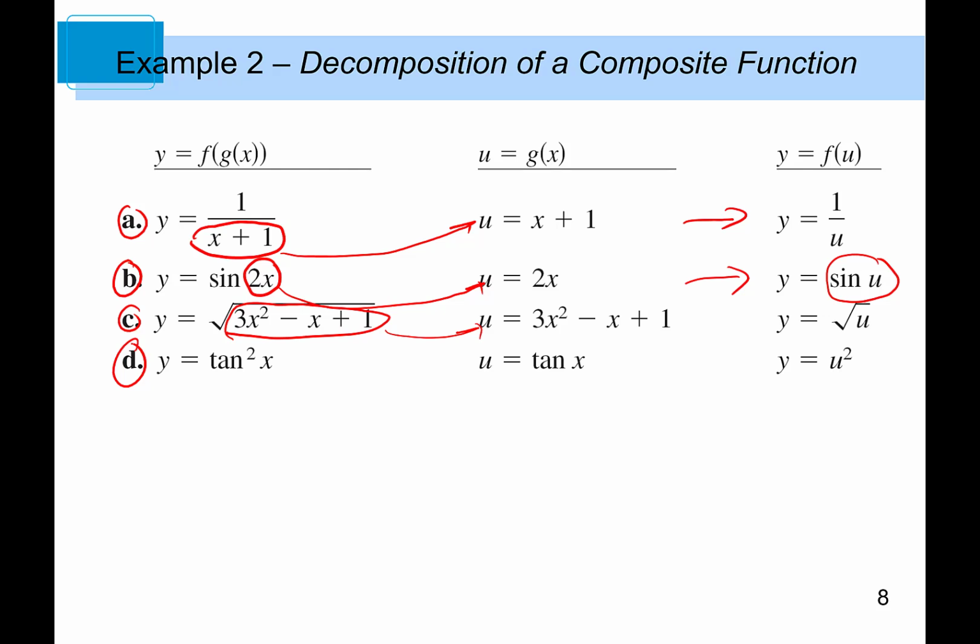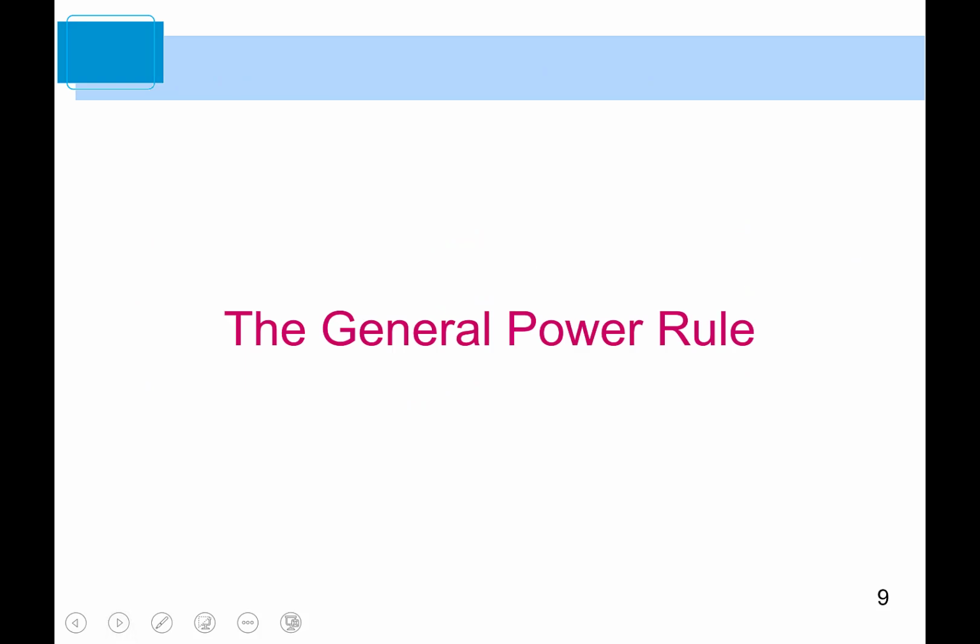The last one, y equals tangent x squared. This is basically a composite function of x squared, and u becomes tangent of x. Now you turn it into y equals u squared, which is a second degree polynomial, or quadratic. Now let's take a look at the general power rule.